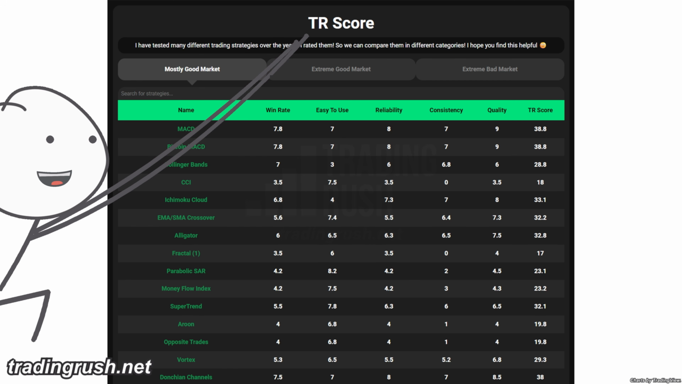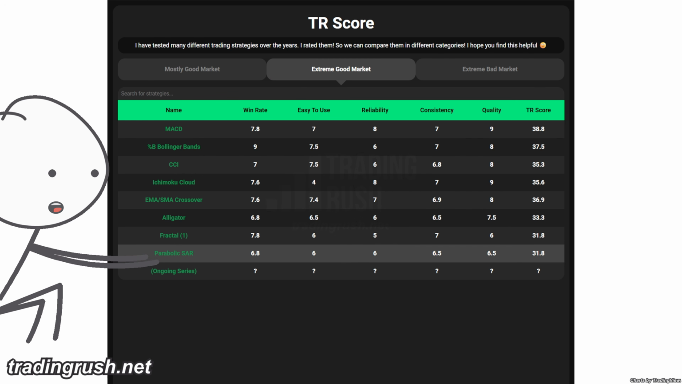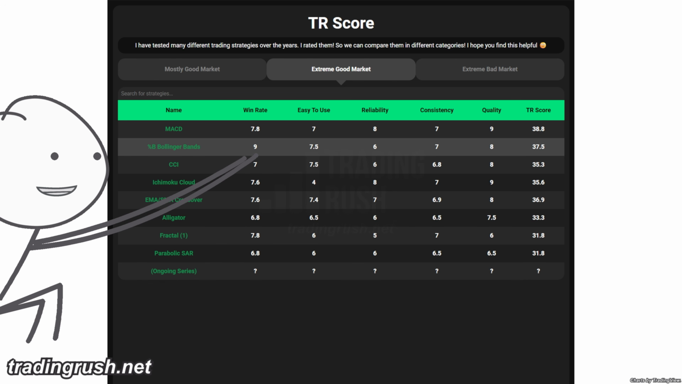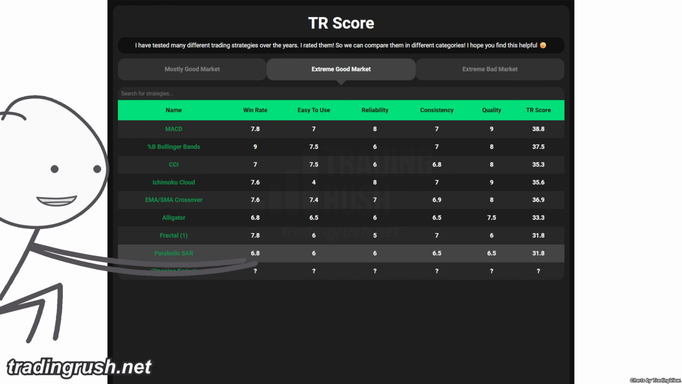So, let's compare it with other strategies by giving it a TR score, or the trading rush score. In the extremely good market, the Parabolic SAR strategy gets a 6.8 out of 10 in the win rate category. The highest score in this category is 9 out of 10. So this 6.8 score is not that high. Still, it is good enough.